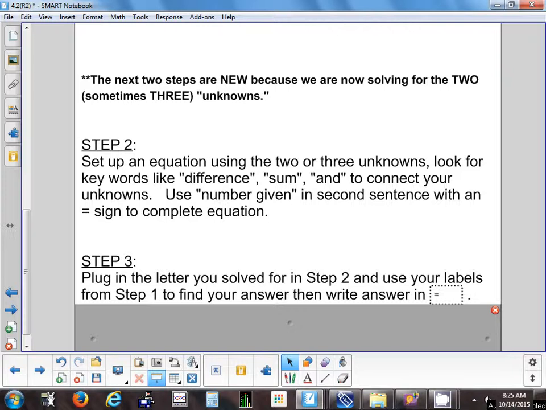So when you solve in step 2, you're going to get one answer. You're going to solve for that, usually that second unknown, because it's the single letter. So you'll get that, and then for the first unknown, you're going to have to plug whatever that letter is in to get that first unknown. And again, I know it seems a little confusing now, but once we go through an actual problem, it'll make a little bit more sense. Right, so we're going to plug in the letter you solved for in step 2 and use your labels from step 1 to find your answer. And we'll put our answer in the little dash box with the equal sign. All right?